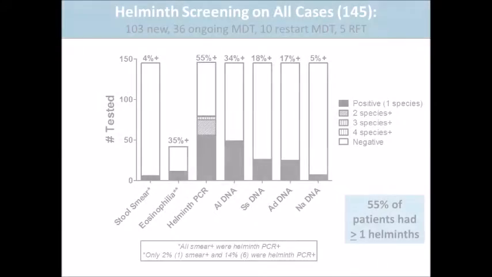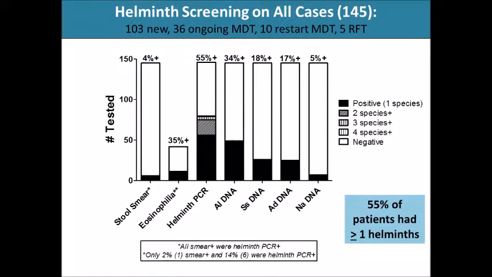So as you could expect, from the stool smear, out of the 145 patients, only 4% of them actually demonstrated evidence of one of the helminths. We looked at eosinophilia in about 42 patients. Only 35% of them had eosinophilia, but only 2% overall actually correlated with presence of helminths.